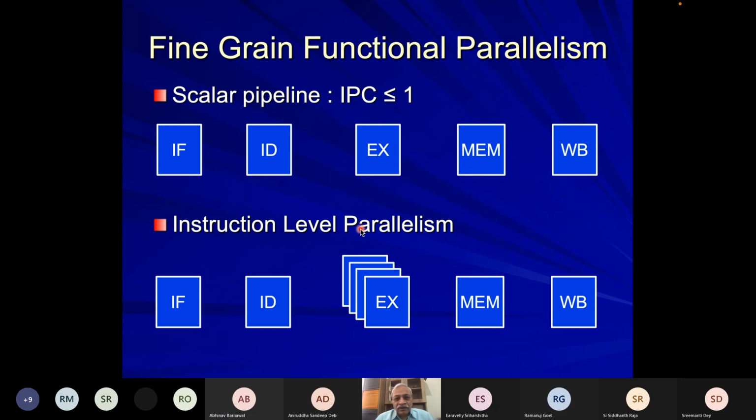Okay, now let's turn our attention to fine-grained functional parallelism. Fine-grained means at instruction level. So a scalar pipeline, the kind of pipeline we have considered, gives you some fine-grained parallelism.